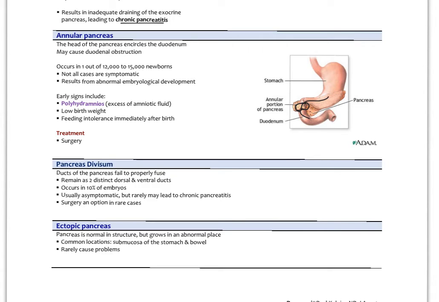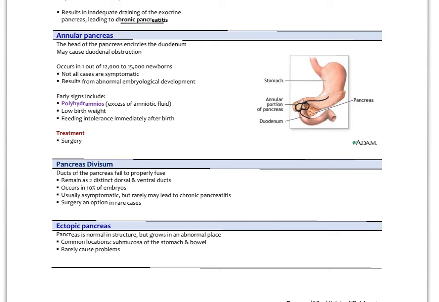Another is called pancreas divisum, and that's where the ducts of the pancreas fail to fuse properly. And so we get two distinct dorsal and ventral ducts, and that's going to occur in about 10% of all embryos. Usually that's asymptomatic, but that can really lead to chronic pancreatitis, and surgery again could be an option there.